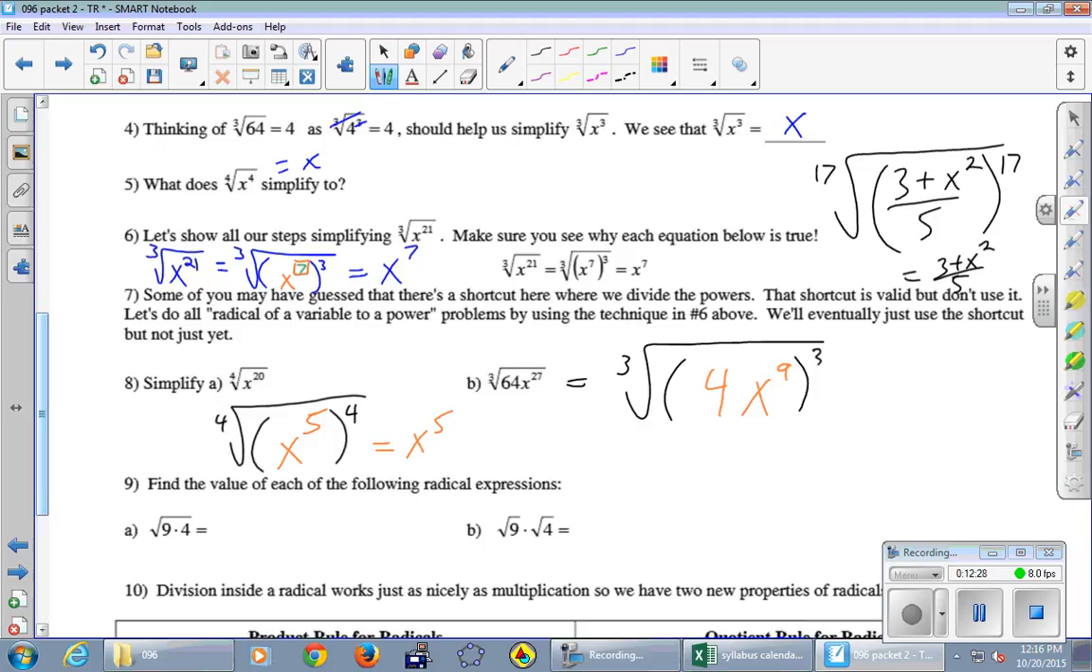So 64 has now been rewritten in a nice form. It's 4 cubed. So then again, stuff cancels. And what's our answer? 4x to the 9. That's it. Any questions so far?